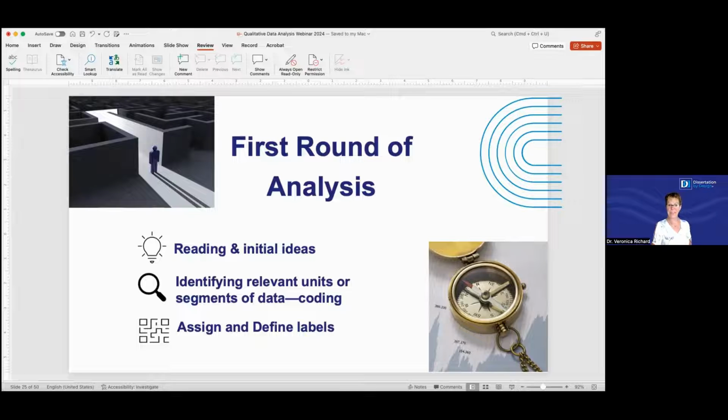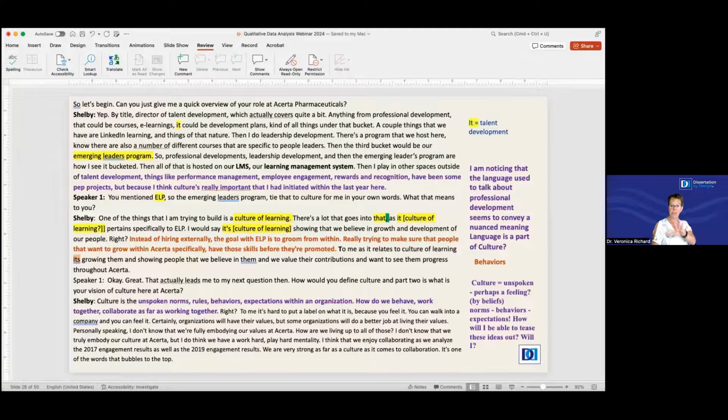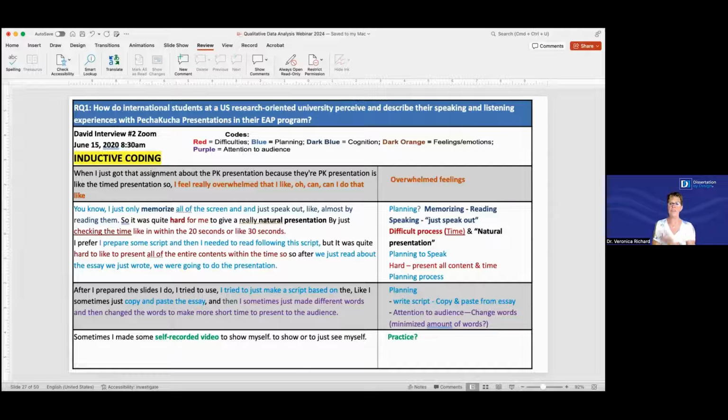So in the first round of analyses, we're reading initial ideas, identifying relevant units of codes, segments of data, and then assigning those data with a label. This is the familiarization that I showed you earlier, so we're going to bypass that. This is a first round of inductive coding for a small chunk of a transcript. If I'm doing things by hand, I use colors because it helps me identify what words are causing me to think about what labels or meaning. So this is an example of that.